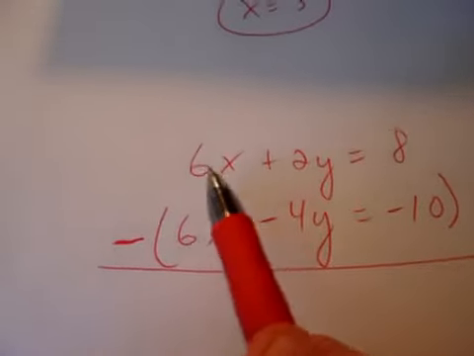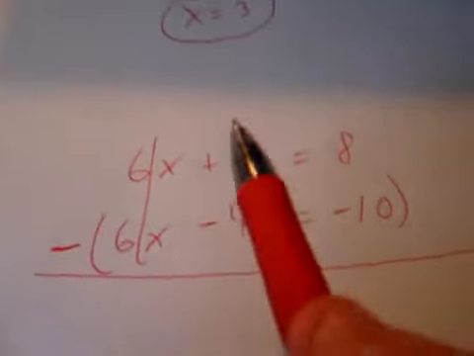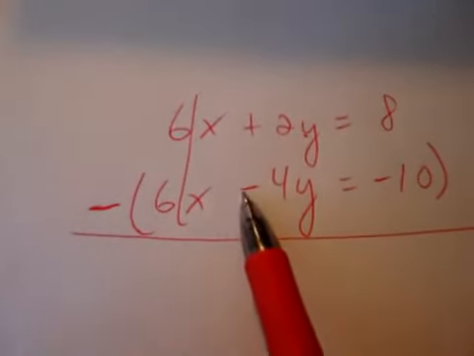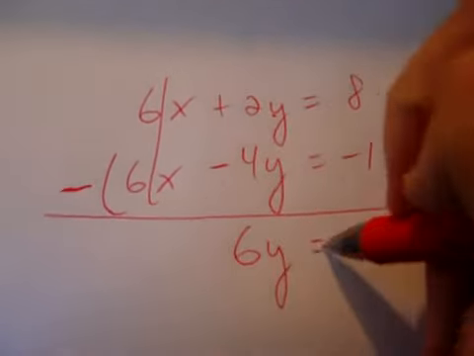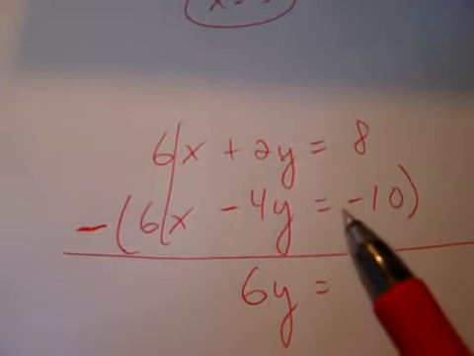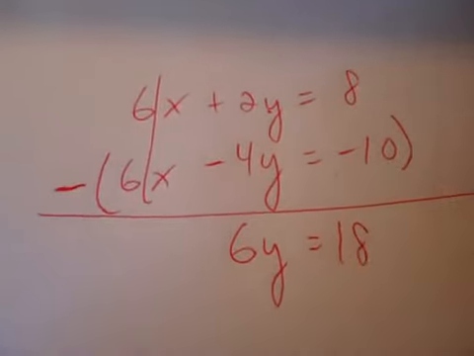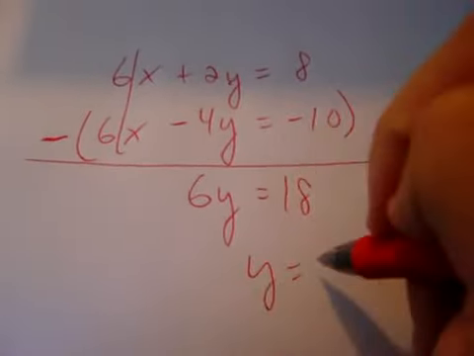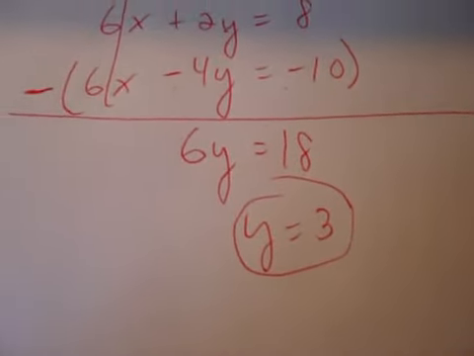So here we go. 6x take away 6x is 0. They cancel. Now we have 2y take away negative 4y. Take away a negative is adding, so 2y plus 4y is 6y equals, and now we have 8 take away negative 10. Taking away negative makes it positive, so 8 plus 10 is 18. Now you can see that we have 6y equals 18. Dividing both sides by 6, you get y equals 3. Y equals 3 is your y coordinate, or rather 3 is your y coordinate.